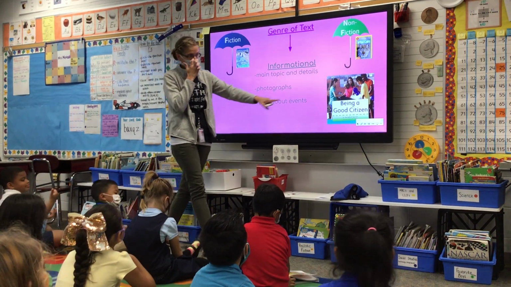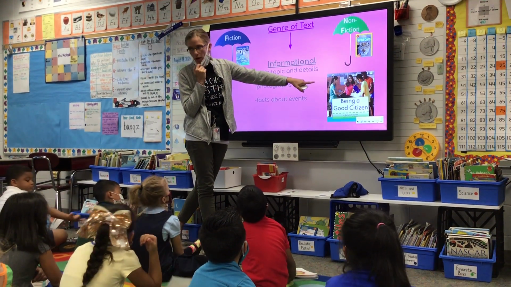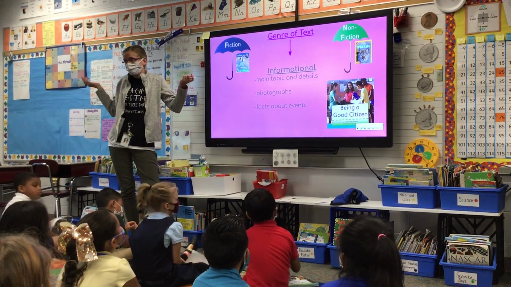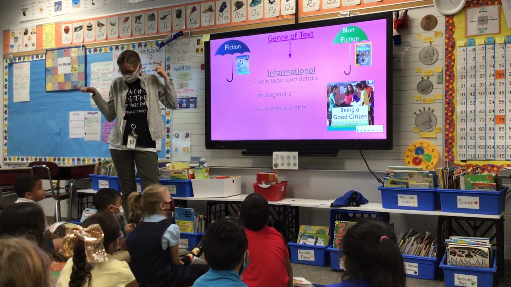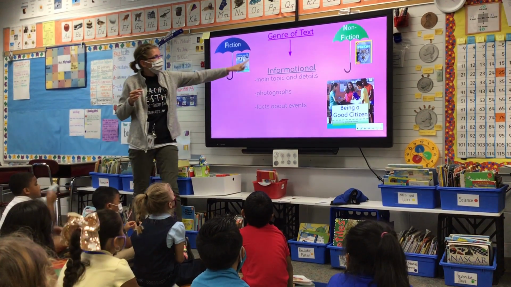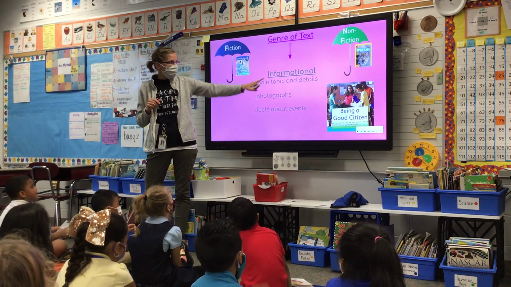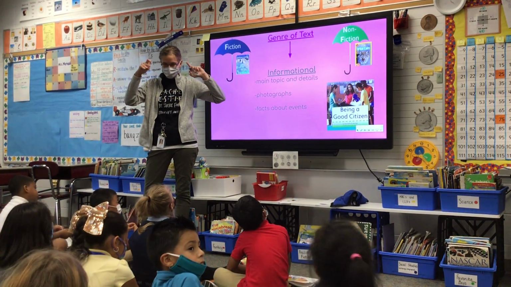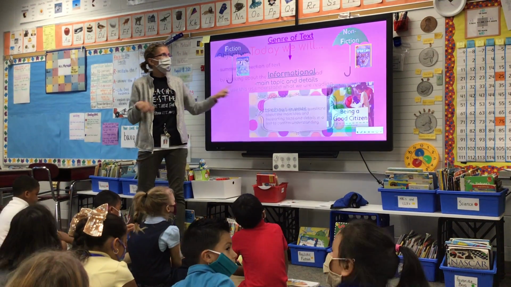The picture on it, also known as a photograph, looks real, doesn't it? So maybe this is a real story and a nonfiction text is real. One last thing. It's an informational text. It has main topic and details. There are photographs, something you take a picture of, and there's facts about events.